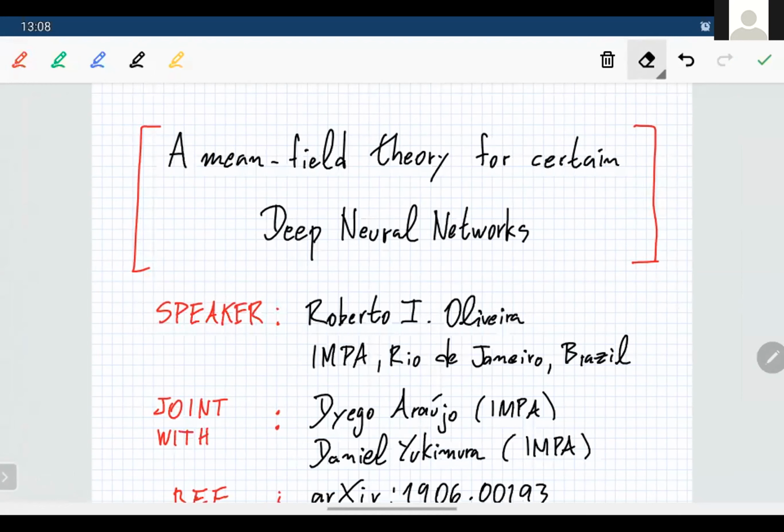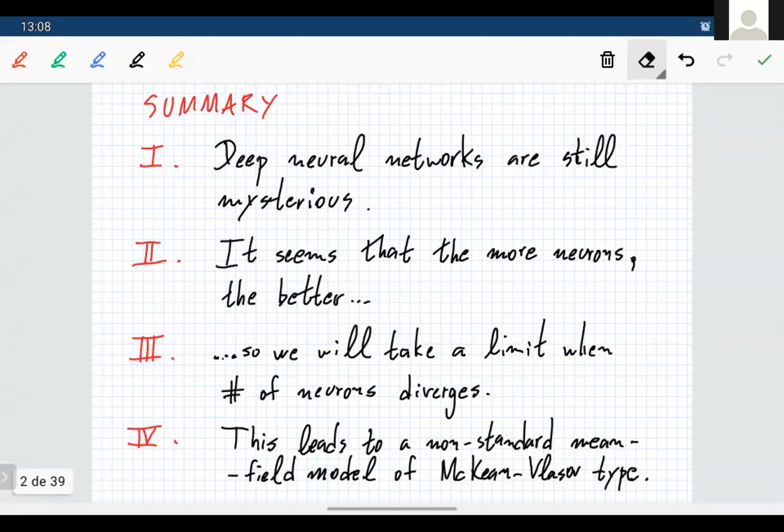Okay, so before I get started, let me mention that this is joint work with my PhD student, Diego Araújo, who's just about to finish, and Danielle Yukimura. So here's my summary. We're going to be talking about deep neural nets quite a bit today.